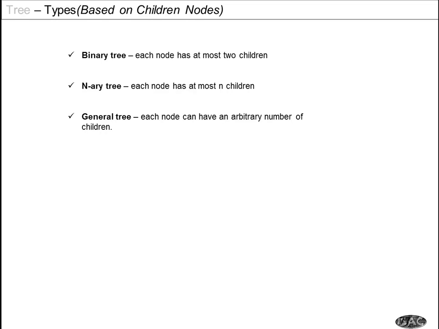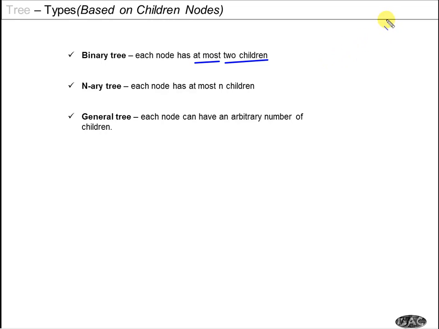What are the different types of tree? There are three different types of tree. One is called binary tree, where each node has at most two children. See the concept, at most two children. It does not mean always two children. That is the other confusion which happens. There is a difference between at most and always.